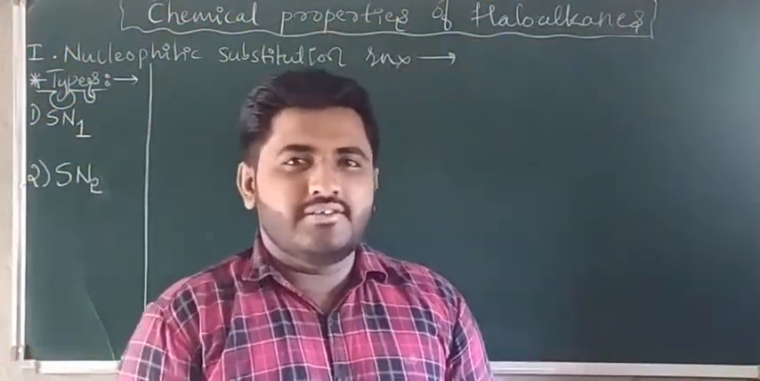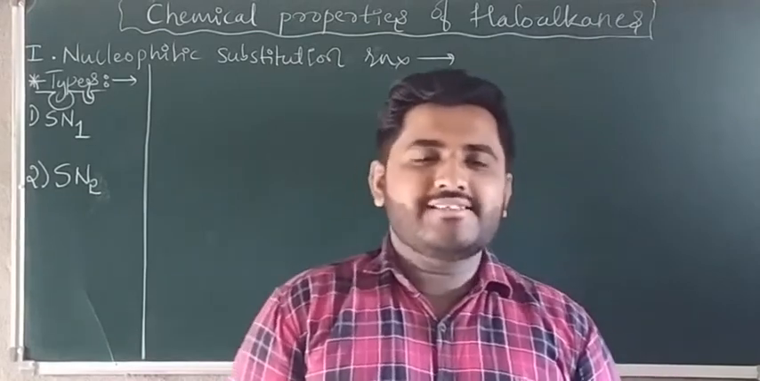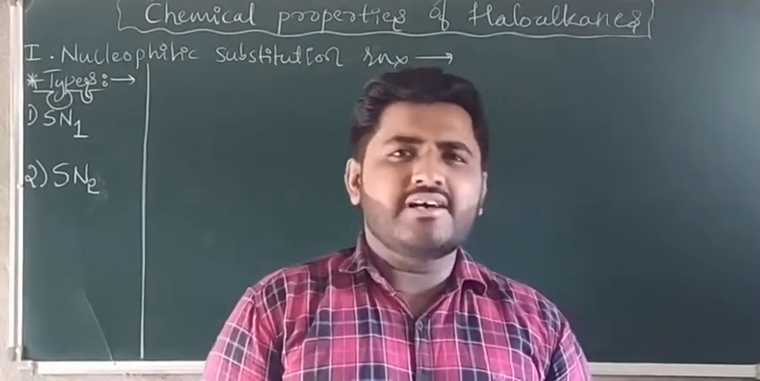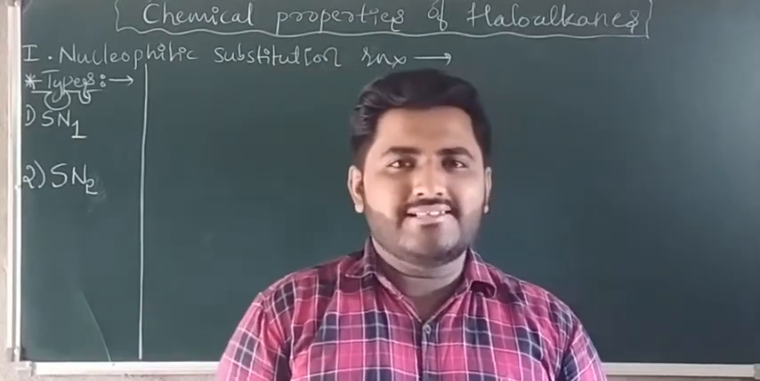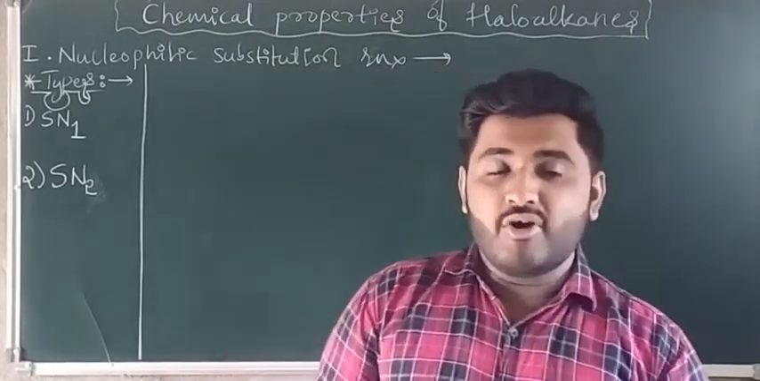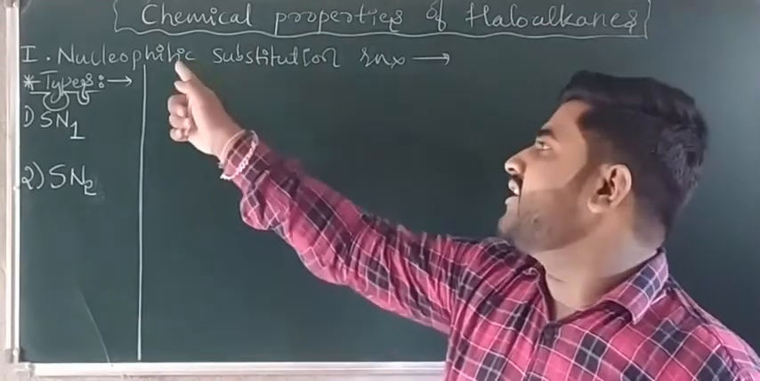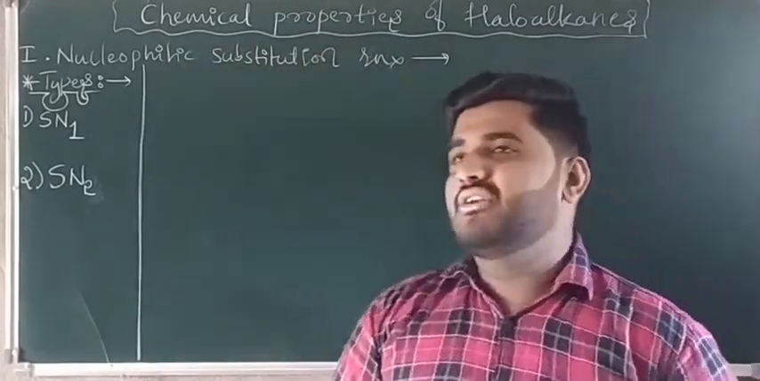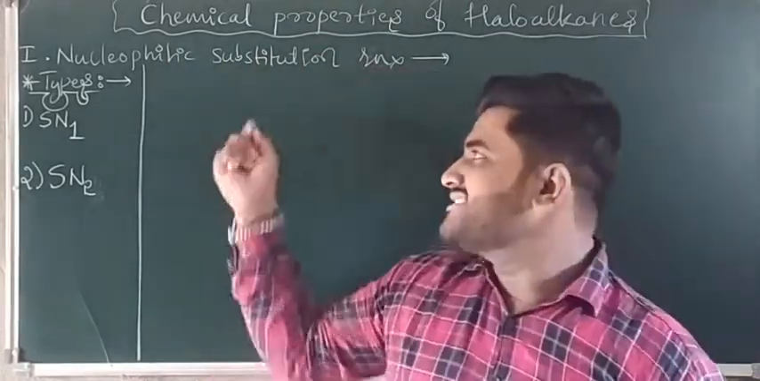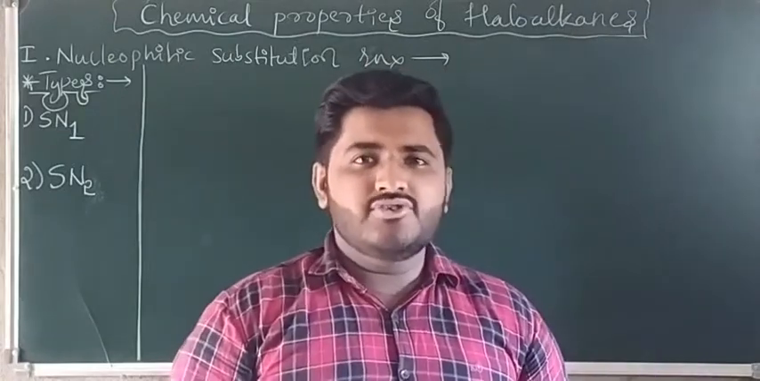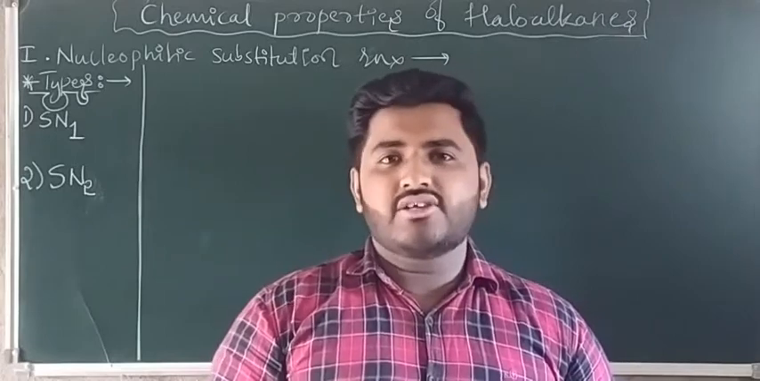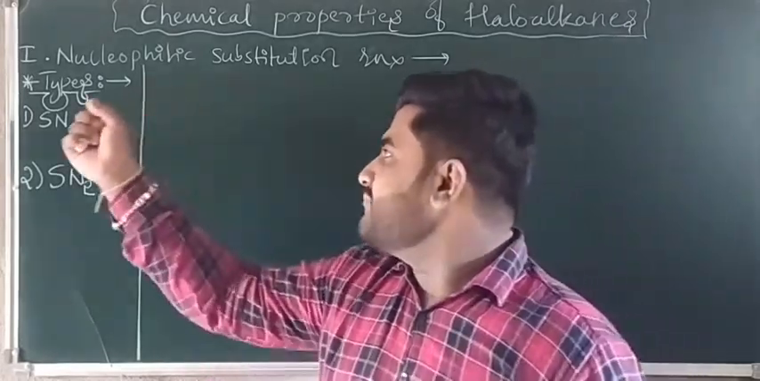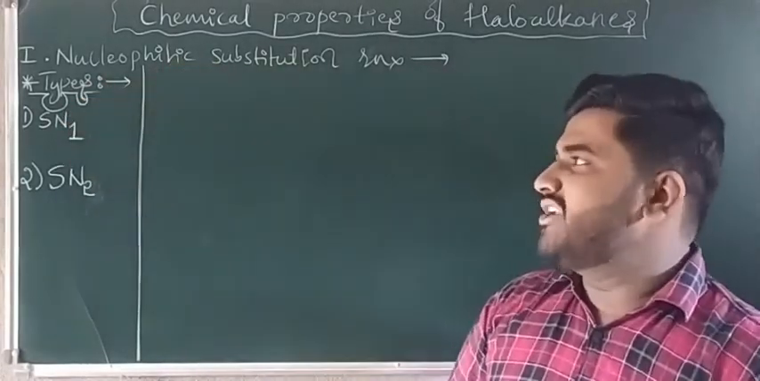Dear students, this is the fourth part of the haloalkanes and haloarenes chapter. In the previous class, we discussed the chemical properties of haloalkanes. The first one, among the eight chemical properties, is nucleophilic substitution reaction. In today's class, we will study the types of nucleophilic substitution reaction, as well as elimination reaction and reaction with metal.